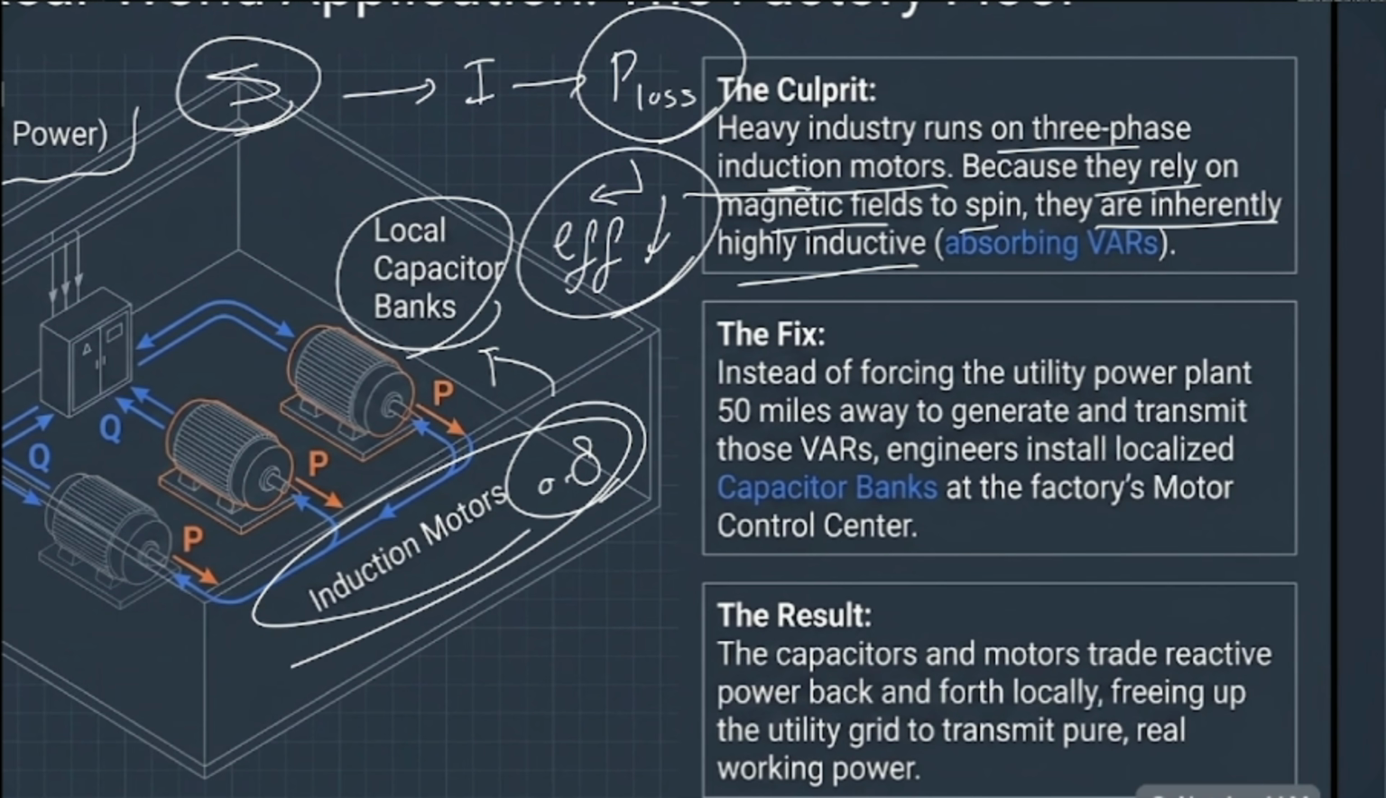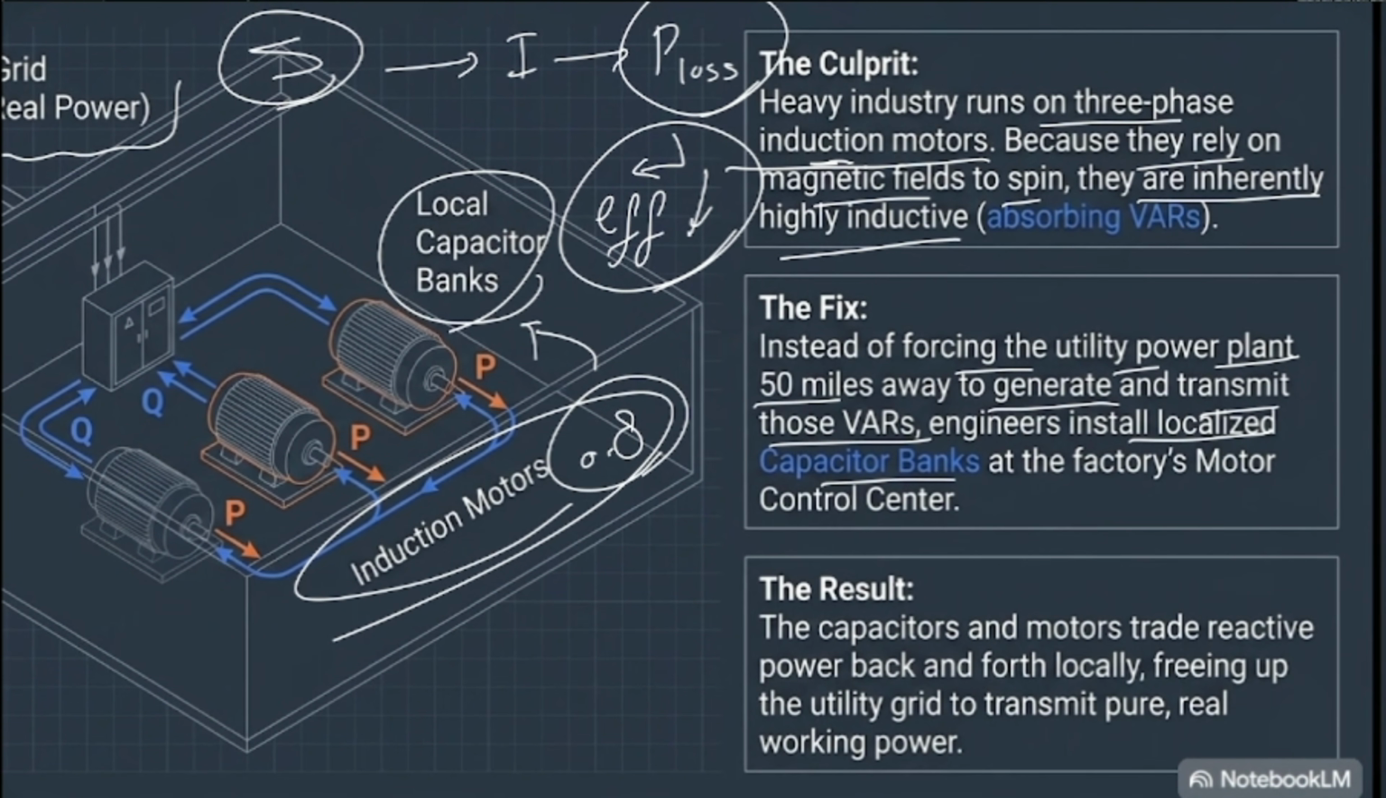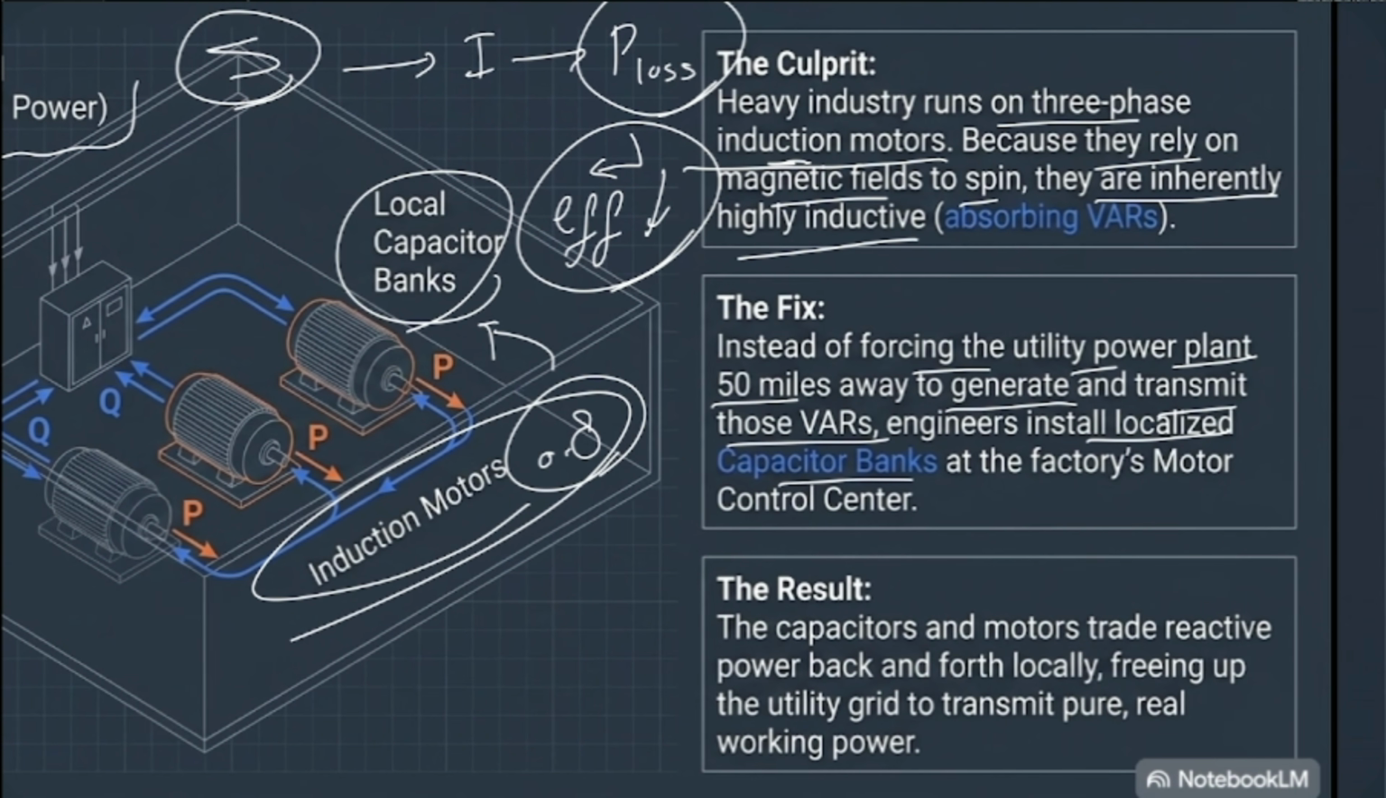So what's the fix? Obviously, it's going to be very challenging to replace those motors. They cost a lot, and it takes a lot of time, so it's not very feasible. Instead of forcing the utility power plant 50 miles away to generate and transmit those VARs, which is obviously not feasible, engineers are going to simply install the cap banks. They cost a little amount of money, very much less than building new lines, or even replacing the motors themselves. So at the end of the day, the capacitor and motor are going to trade the reactive power, and this is going to happen locally.